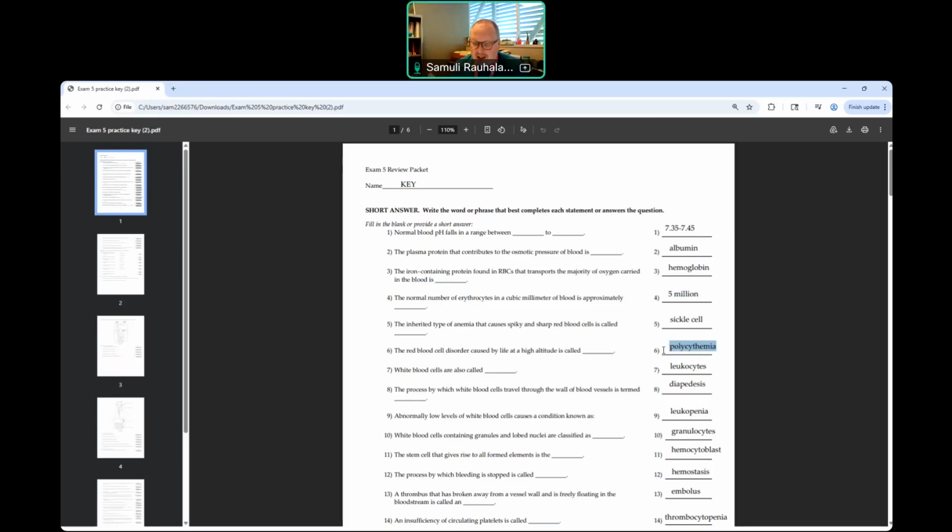Polycythemia referred to the red blood cell disorder resulting from a life at high altitude. With it, we see overproduction of red blood cells, which thickens the blood and slows its flow, thus increasing the risk of clots, strokes, and heart attacks.